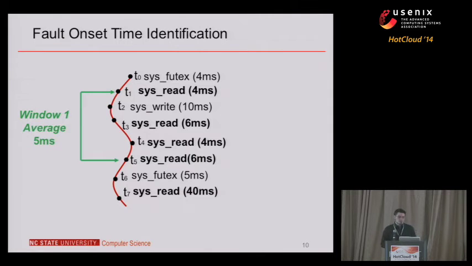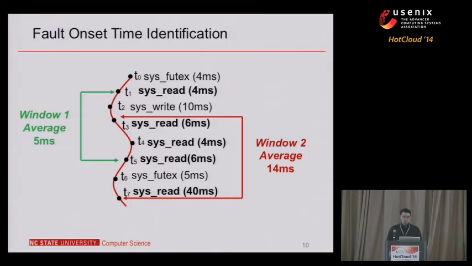And then we use sliding windows, and we look at the moving average for these 2 sliding windows. If we see any kind of significant increase in system call execution time or system call execution frequency, then we mark this execution unit as affected. So we can see here we have 2 windows. The first window has an average of 5 milliseconds. Everything looks okay. But then in the second window, we see an average of 14 milliseconds.